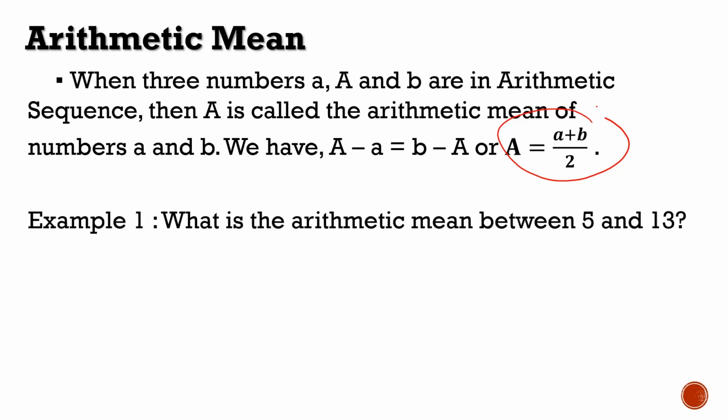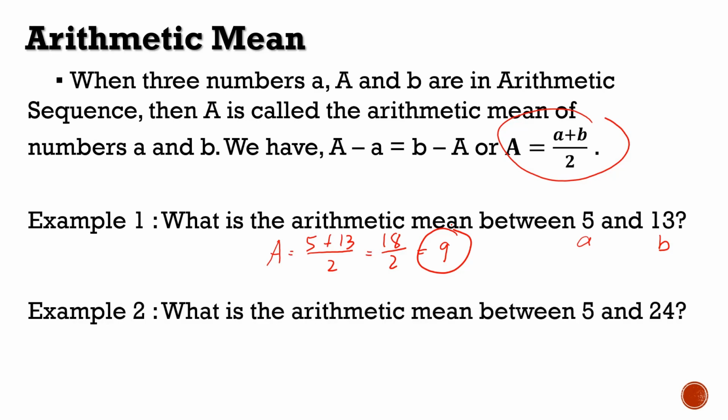So let's have some examples. What is the arithmetic mean between 5 and 13? Here our a is 5, our b is 13. So that's A equals (5 plus 13) over 2. This is equal to 18 divided by 2, which is equal to 9. So that's the arithmetic mean between 5 and 13.